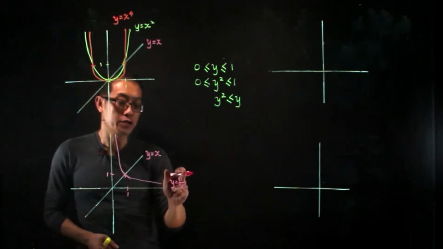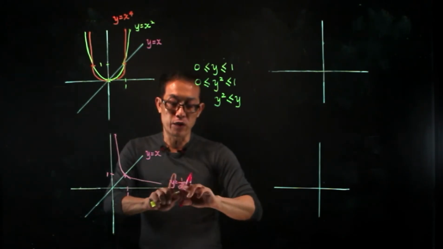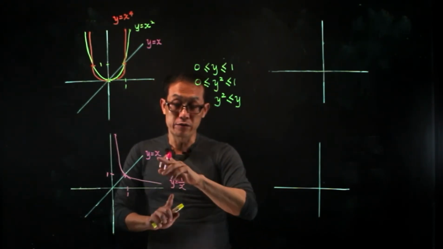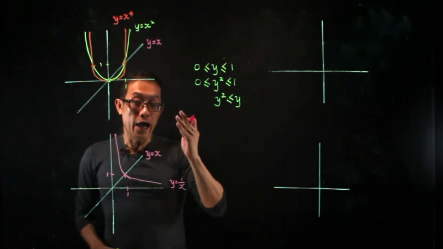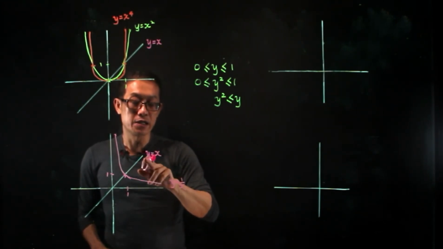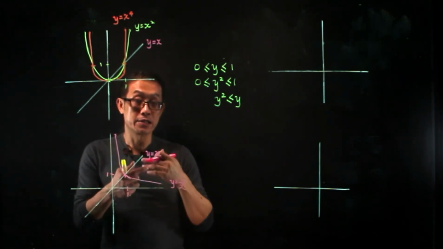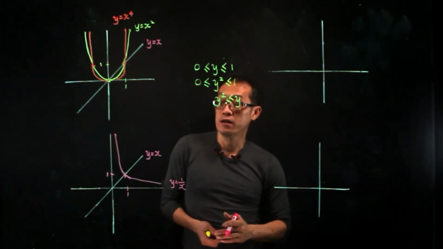Now bear in mind, we are not trying to draw this graph 1 over x directly. We are trying to transform it from y equals to x. So you must consider 1 over y. All right, we are trying to do the reciprocal.